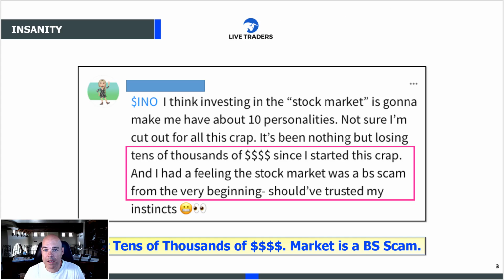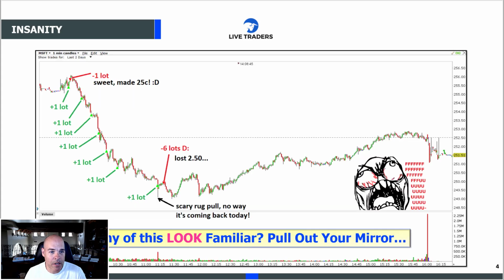The market is not a BS scam. It's probably second to real estate in terms of the greatest way people make money in the world, right? They're pretty damn close, stock market and real estate. But yet it's a BS scam? Yeah, exactly, Alex. It's because I'm a moron.